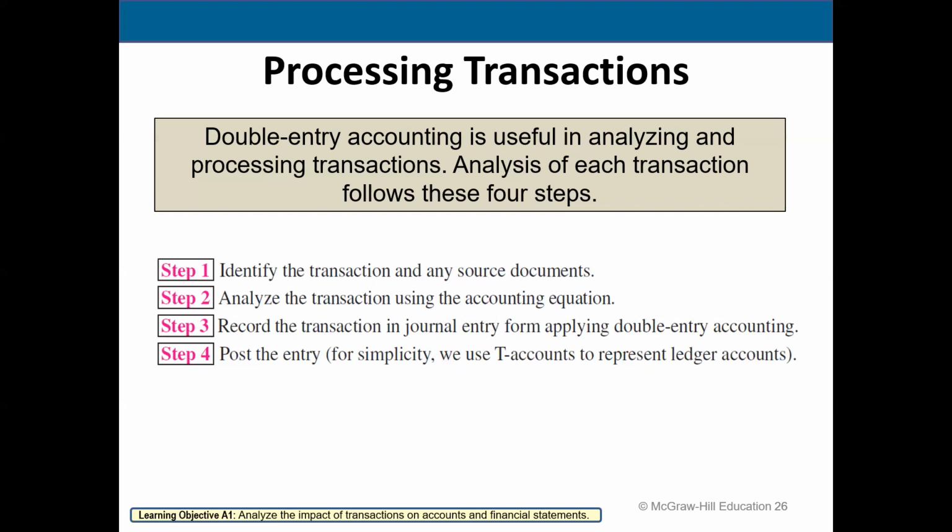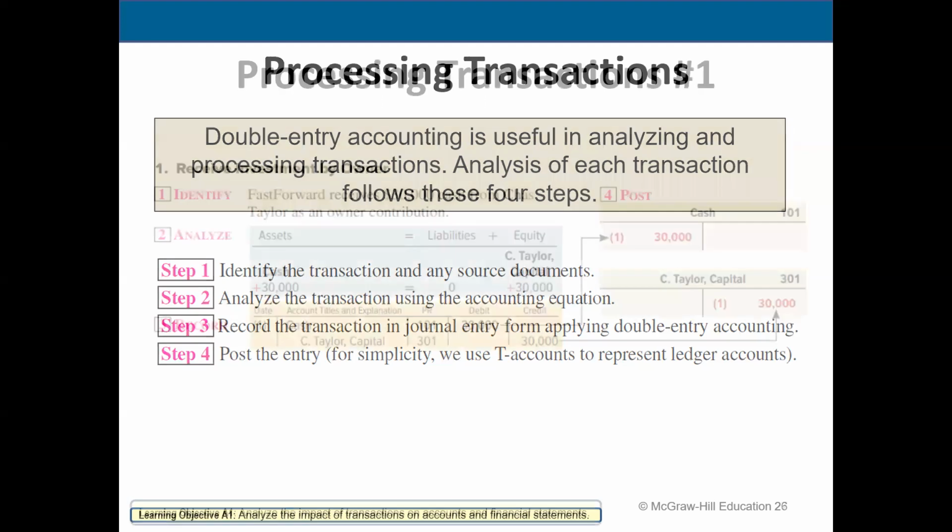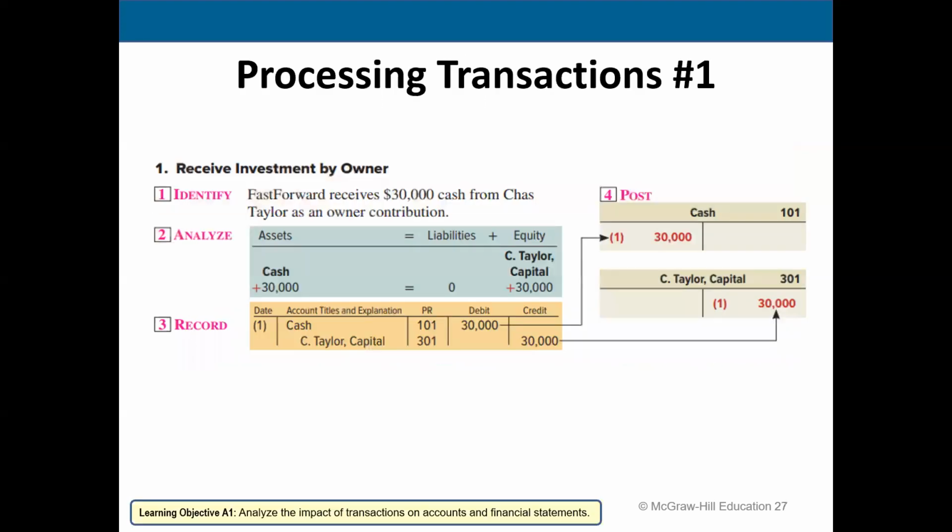So I'm just going to step you through a number of examples, much like I did in chapter 1 when we stepped through how these transactions would impact the accounting equation. Now we're going to go through how the same transactions would be recorded. So here's our first transaction. We receive $30,000 cash from Chaz Taylor as an owner contribution. So that's sort of identifying what's happening.